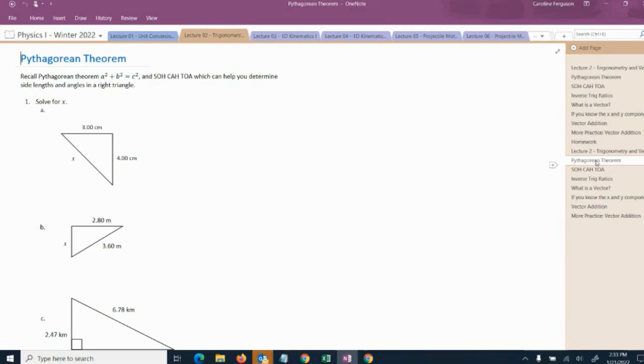Okay, repeating what's on test 1. It's all the content from lecture 1 and lecture 2. So lecture 1 was the asynchronous one that you're doing on your own. It should have been done before this lecture, and it's on unit conversions and solving equations. And lecture 2, trigonometry and vectors. Those 4 topics are all on test 1. Okay, so lecture 1 and 2 are on test 1. Lecture 3 and 4 are on test 2. Lecture 5 and 6 are on test 3, and so forth.